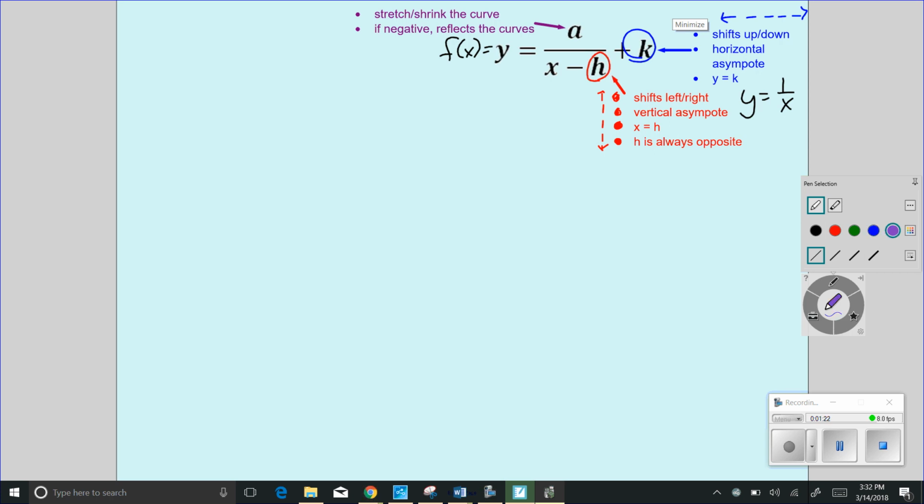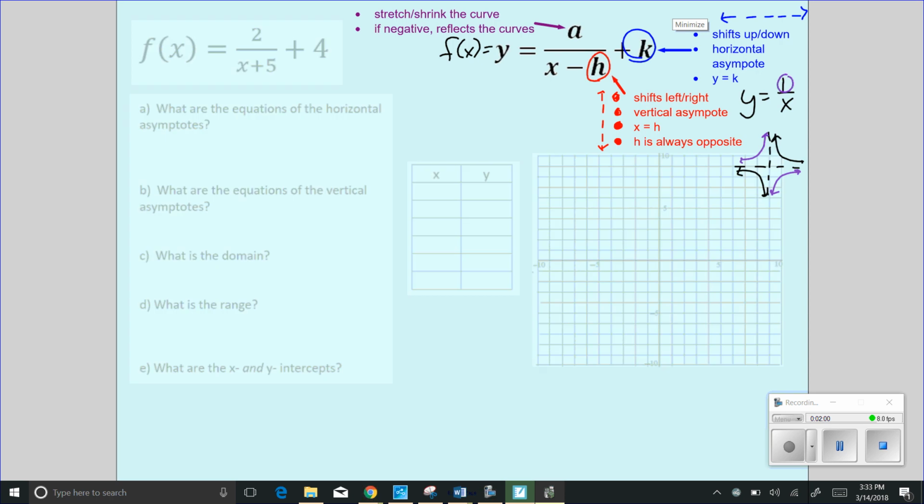And then at the top of the fraction, in our parent graph, we have 1. So if you see a number that's not 1, that means that you are stretching or shrinking the curve. That does not affect your asymptotes at all. It just is affecting how the curve is going to look. And then if it's negative, you're going to be reflecting it. So in general, your parent function has a curve that looks like this. If you had a negative a value and it reflects, then your curves are going to end up in the opposite quadrants.